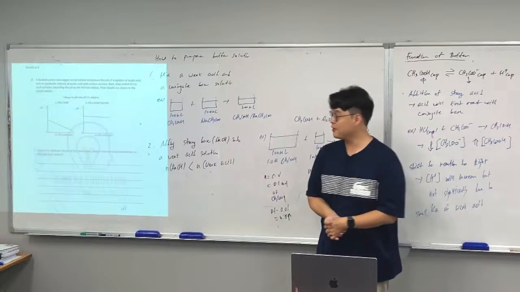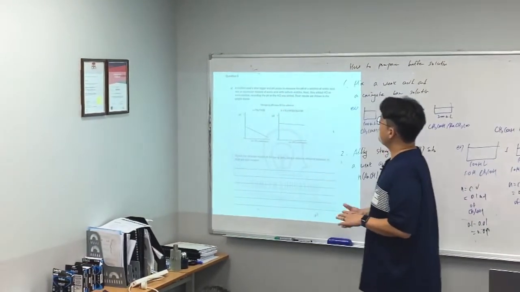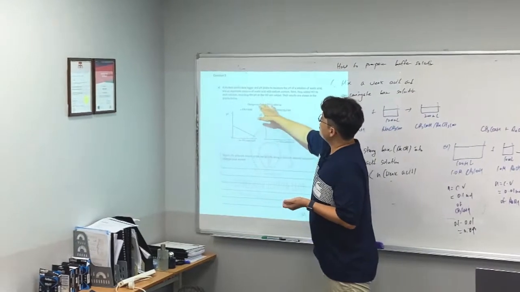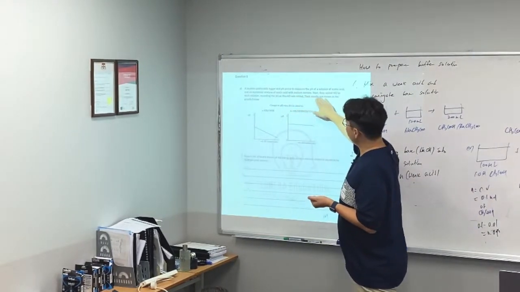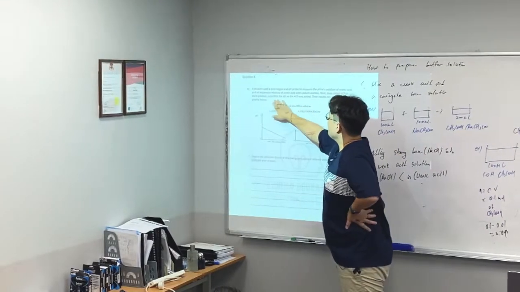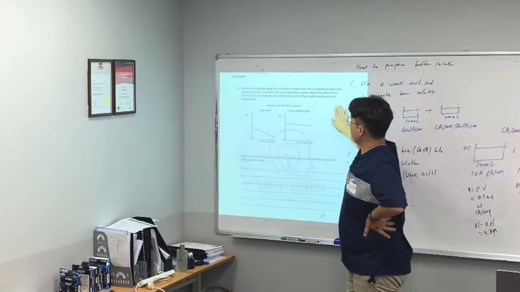Okay, let's have a look. A student used a data logger and a pH probe to measure the pH of the solution of the acetic acid and an equimolar mixture of the acetic acid with the sodium acetate. Next, they added hydrochloric acid to each solution, recording the pH as the HCl was added. The results are shown in the graph below.